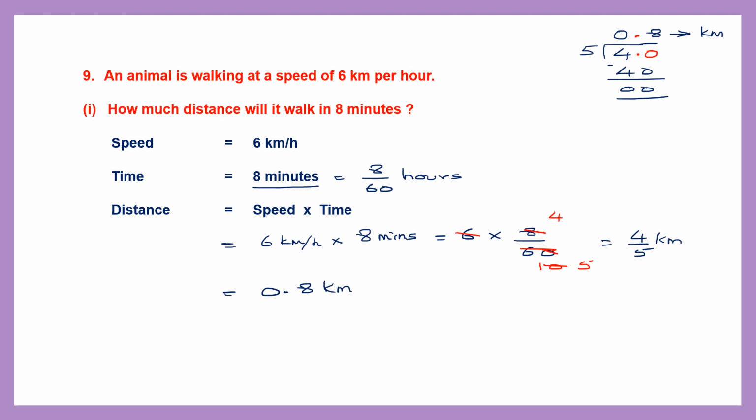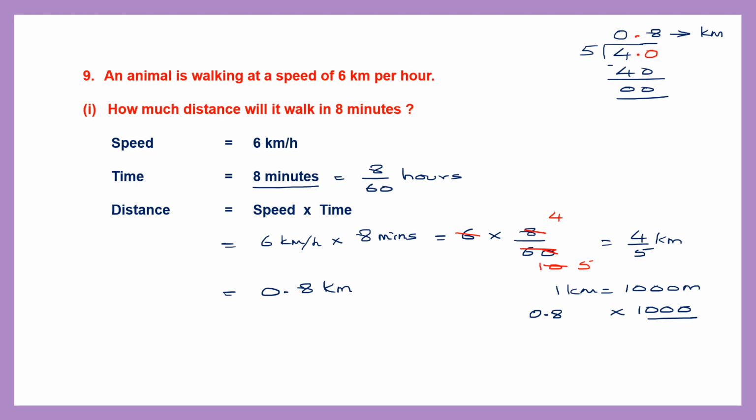Now if you have to convert it into meters, all we have to do is take 0.8 into 1000. Why into 1000? Because 1 kilometer equals 1000 meters. So if we have to convert 0.8 into meters, multiply it by 1000. Now 1000 has 3 zeros, so the point will move 3 places to the right.